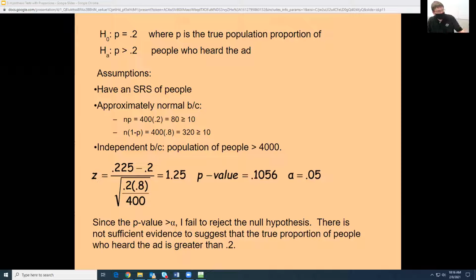So that is a hypothesis test. As you guys are writing that out, let me know if you got any questions.